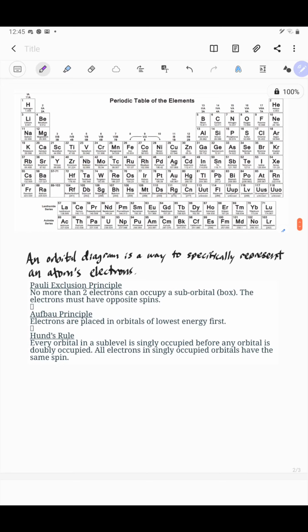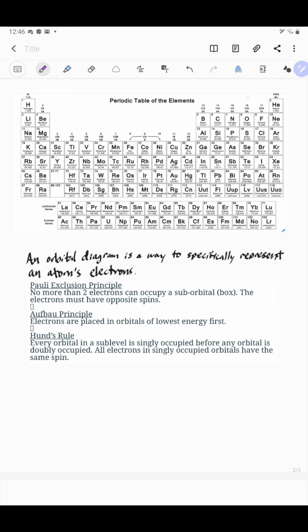So now I want to talk about what an orbital diagram is and how it compares to a Bohr model. An orbital diagram is really just another way to draw an atom, but specifically it represents the electrons in an atom. We talked about how for this lesson, we're just going to consider all atoms as uncharged. My first example is going to be oxygen, which we'll do in a little bit.